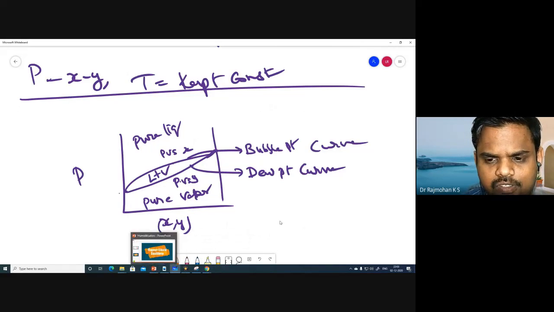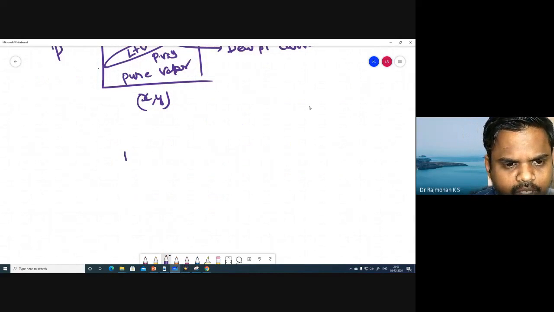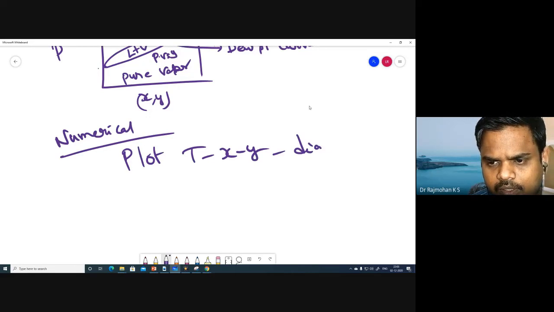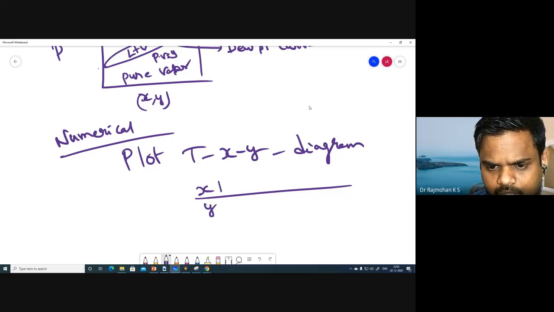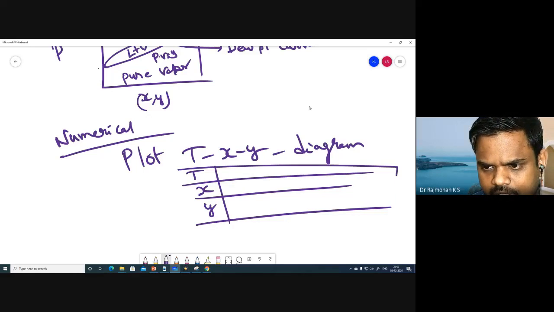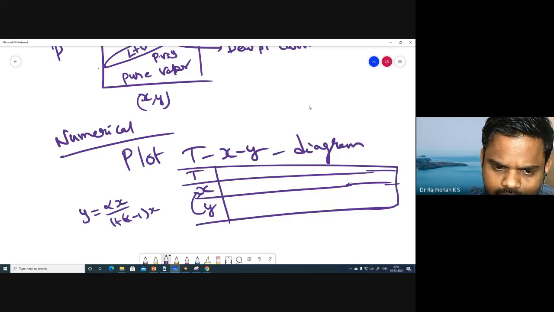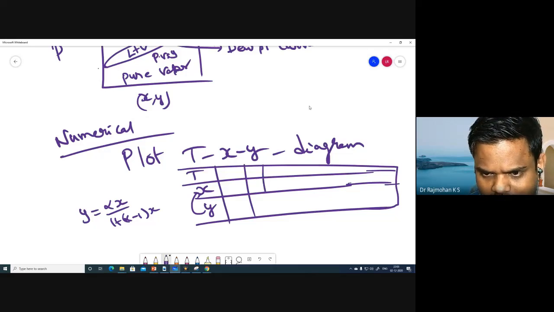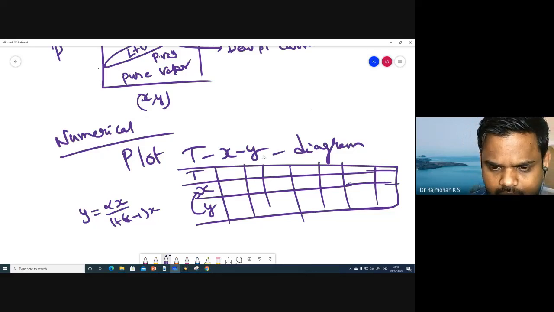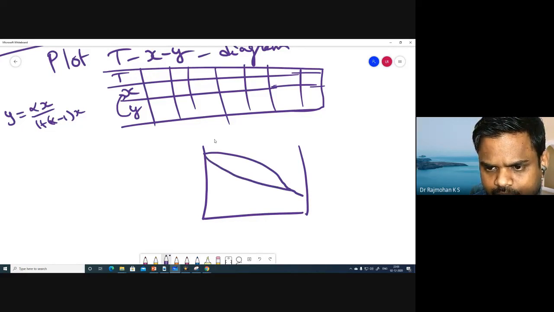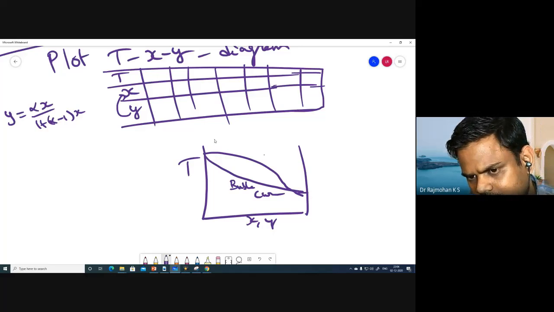We should do numericals like plotting a TXY diagram if T data, X data and Y data are given. Sometimes the relationship between Y and X is given, like Y equals alpha X by 1 plus (alpha minus 1) X. This way we can get the XY data at the given temperatures, and we can plot the TXY curve. So you should be able to draw a TXY diagram and say this is the bubble curve and this is the dew point curve.